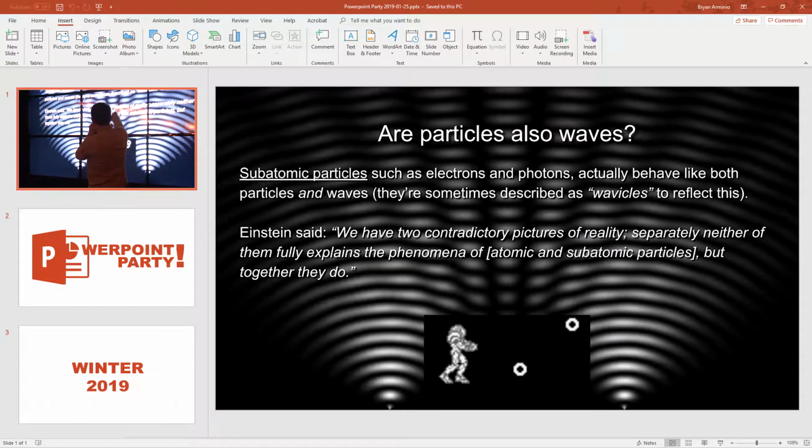All right. Are particles also waves? Subatomic particles such as electrons and photons actually behave like both particles and waves. Sometimes actually described as wavicles, which I found out today. It's kind of funny sounding to me.